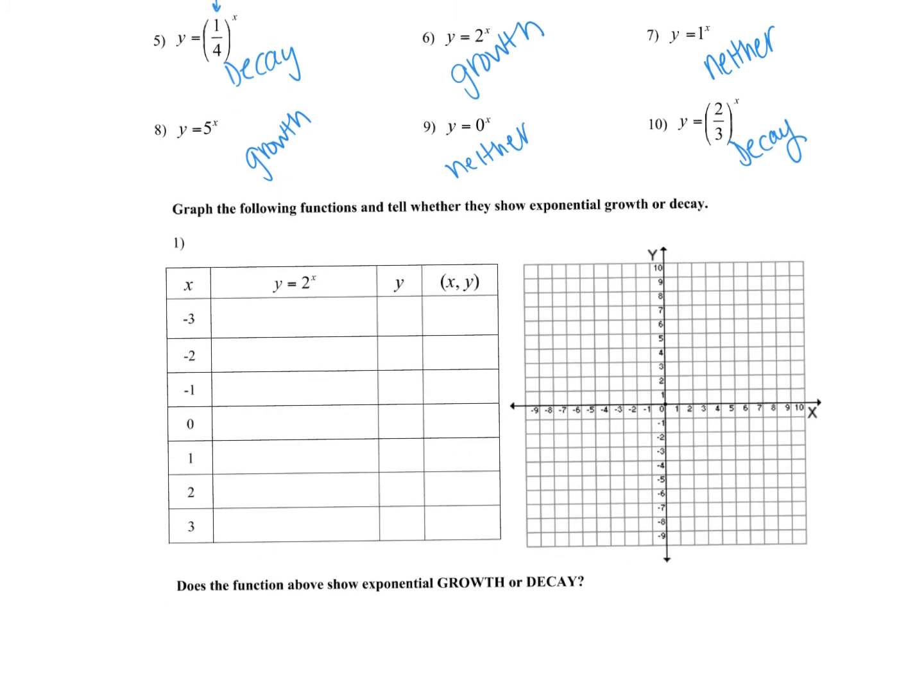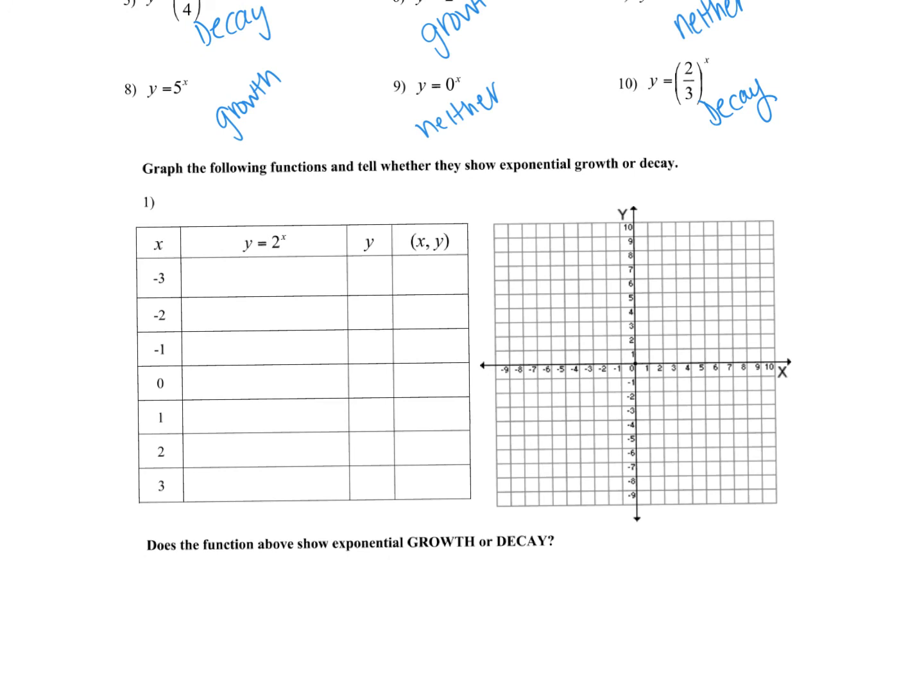Okay? So now we're going to work one more. You're going to do one more with me, and then you're going to do 2 on your own. Okay? So looking at this first one, I'm going to set them up all for you. So we have y equals 2 to the negative 3. Y equals 2 to the negative 2. Y equals 2 to the negative 1. Y equals 2 to the 0. Y equals 2 to the 1, y equals 2 to the 2, and y equals 2 to the 3.